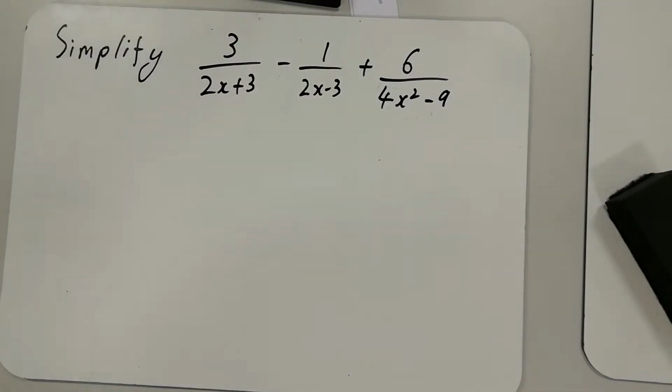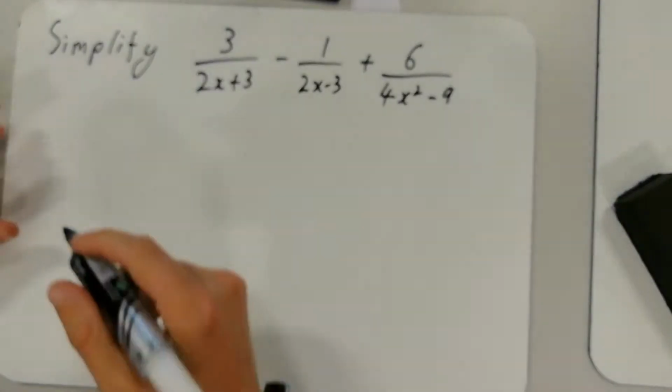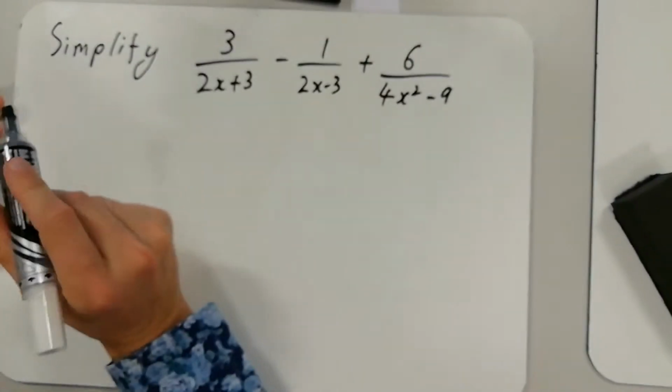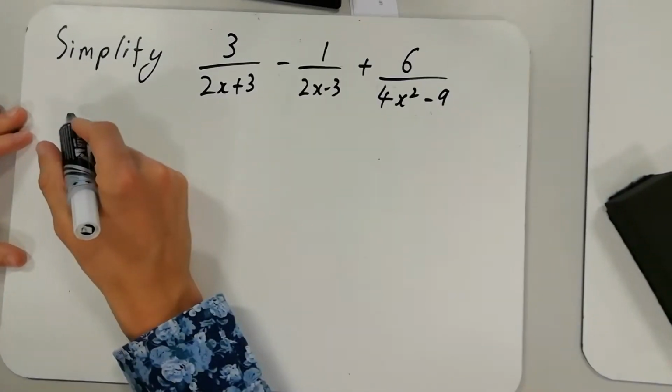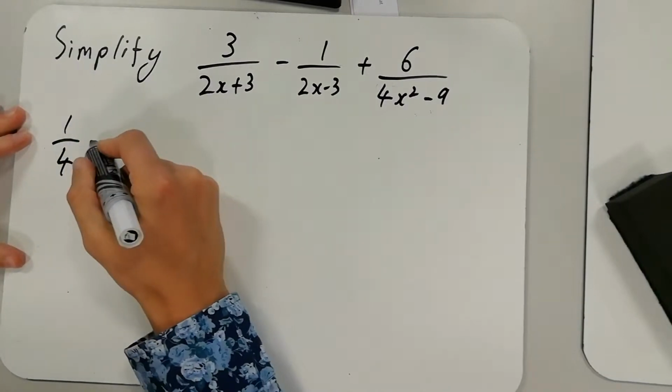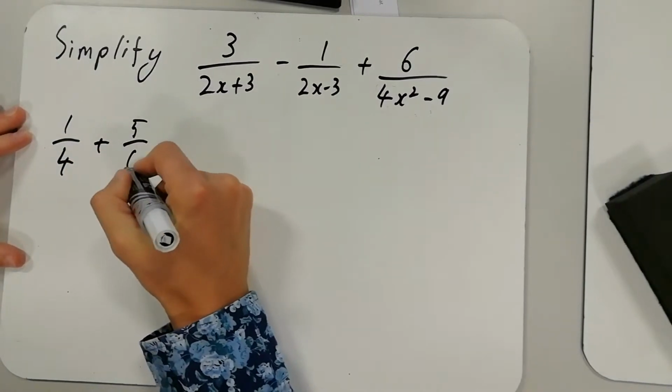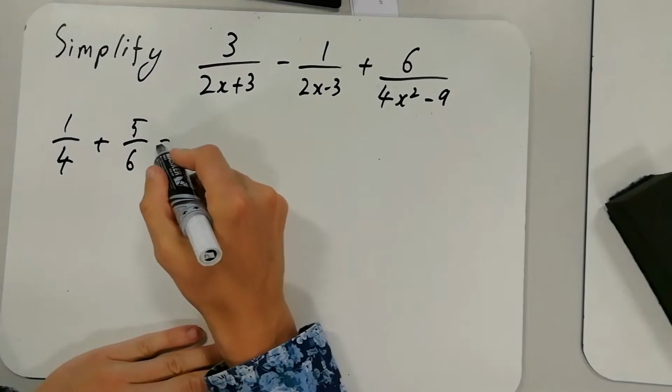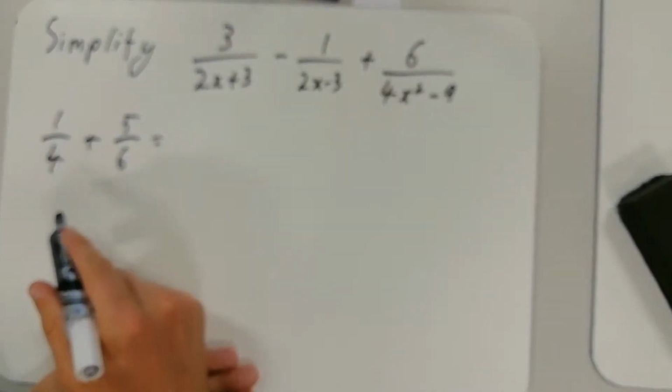Okay, we're going to have a look at how to simplify algebraic fractions when we're adding or subtracting them. First thing to remember is that the method is exactly the same as when you're adding regular numbers. Let's say we're adding these two. We want to look for the lowest common denominator.